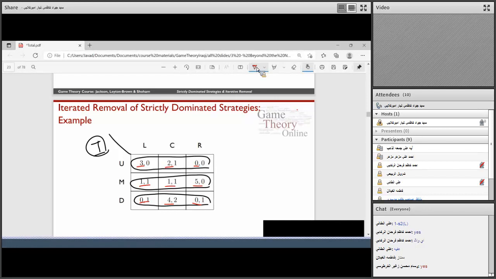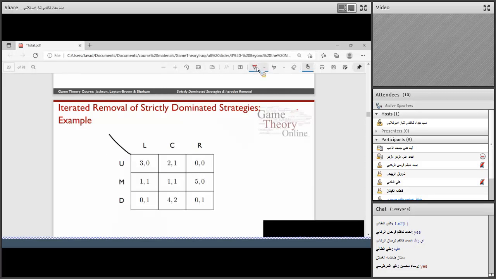If I compare U and M, I see that sometimes U is better, sometimes M is better. So I can't really say one is dominated by something else. When I compare U and D, the same thing happens. Sometimes U is better, sometimes D is better. And when I compare M with D, exactly the same thing happens. None of them is completely dominant. So for player 1, we can't remove anything. So we go after player 2.